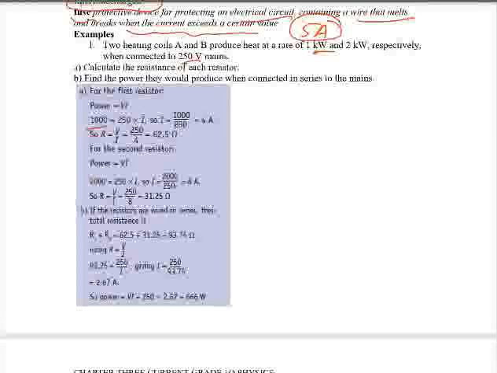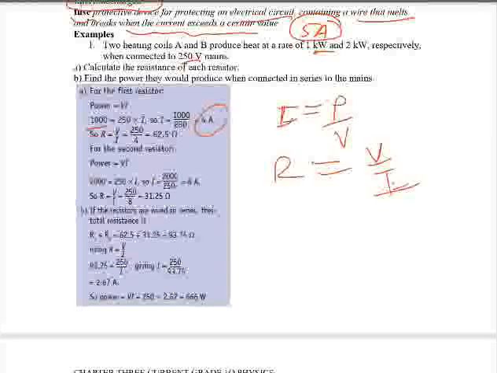Current is equivalent to power over voltage. The power is 1000 divided by 250, it becomes what? 4 ampere. And to get the resistance, R is equal to what? Voltage over current. The voltage is 250 divided by 4, the resistance becomes 62.5. For the second, the same thing is true. You can calculate the current first, it's what? 8 ampere. 250 divided by 8, it's what? 31.25.